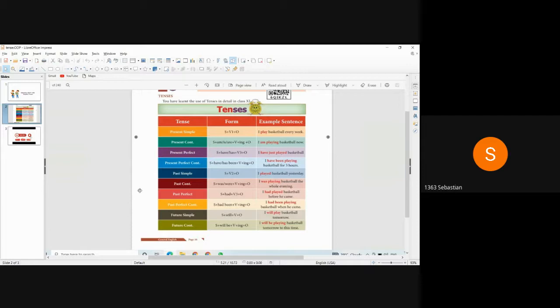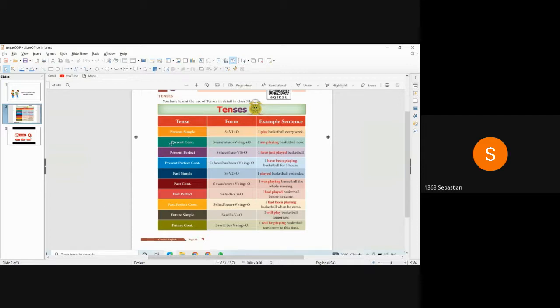To indicate a future event on a designated date as part of a plan or arrangement. That means for planned future action, we use simple present tense. For example, the Prime Minister visits our school next week. Planned action. For planned action, we use simple present tense.